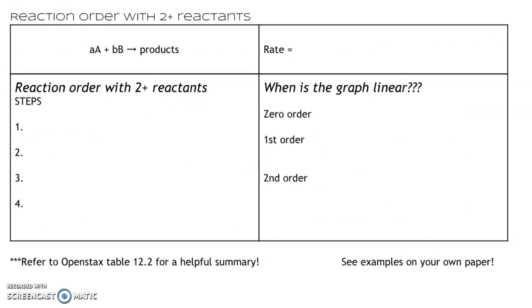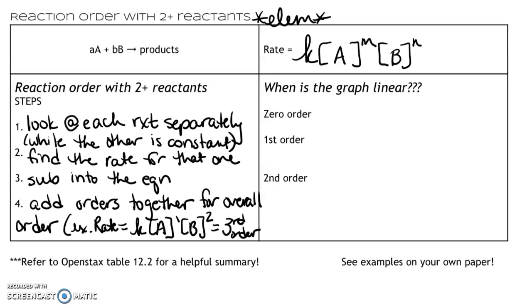So when things get a little bit more complicated and you have elementary reactions that have more than one reactant, then you're still going to have some rate constant K, but you're going to have to take into account the reactants in the equation. Okay, so those are going to be raised to their own order. Go ahead and pause and copy down the steps for the reaction order with 2 or more reactants, and then we'll wrap this up with when we're looking for linear graphs.